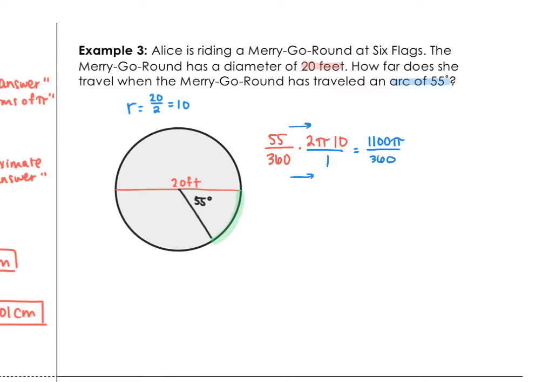So now we divide this. So 1100 divided by 360, you get 3.05 repeating, so about 3.06. And my units in this case are feet. So there's my answer in terms of pi. To get my approximate answer, I have 3.06 times 3.14, which is about 9.59.